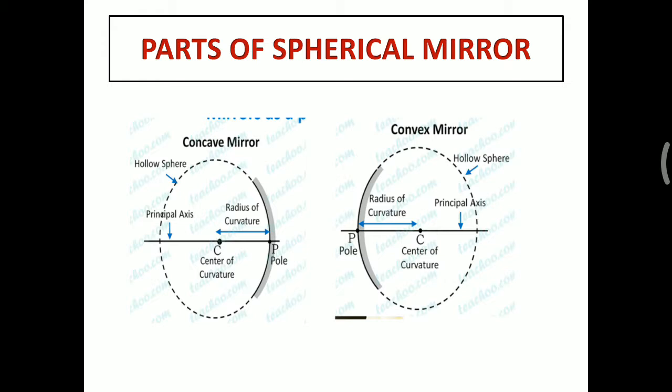So the concave mirror also has these parts, and the convex mirror also has the same parts. But what is the difference between concave and convex? In a concave mirror, the center of curvature and radius of curvature all lie in front of the mirror. But in a convex mirror, the radius of curvature and center of curvature all lie behind the mirror. Behind the mirror is nothing but the side opposite to the reflecting surface.